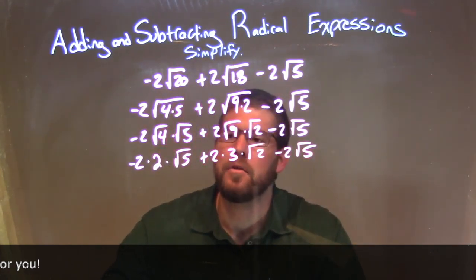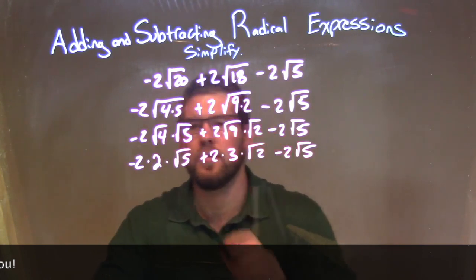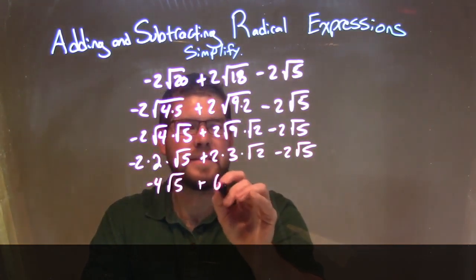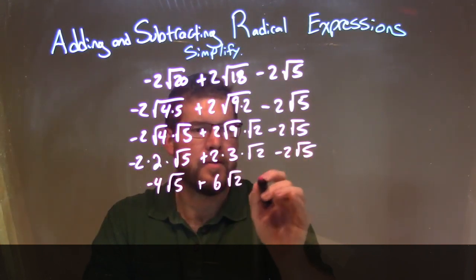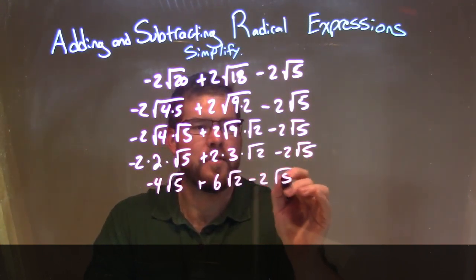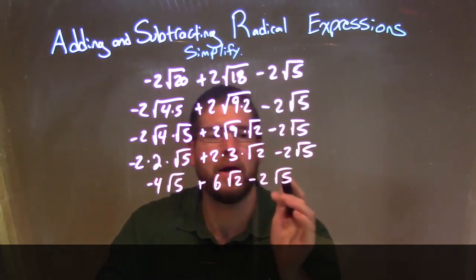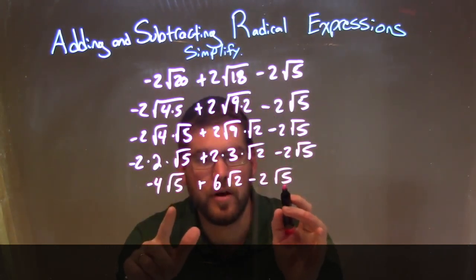All right. So now let's simplify a little more. Negative 2 times 2 is a minus 4, so we have minus 4 square root of 5. Plus 2 times 3 is 6 square root of 2. And then we just have a minus 2 square root of 5 over here. Okay. So now we can combine the ones that had the same square roots. Those are the square roots of 5.